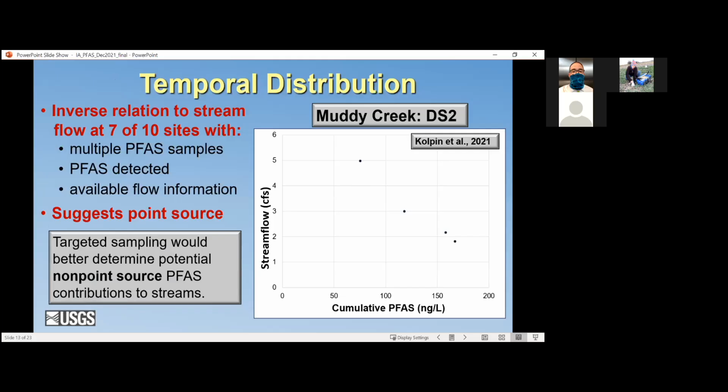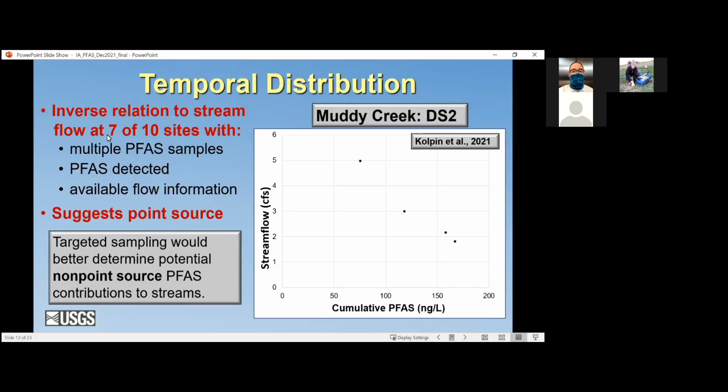So looking at things temporally, to look at a temporal distribution, you need some various characteristics. Obviously, you need more than one sample. A lot of the network didn't have more than one sample, but about 50–60% of them did have more than one PFAS sample collected. And to look at trends, you need at least one of those PFAS samples having a detection, so you can see, are things increasing or decreasing? And to really understand how concentrations may change with flow, you would need available flow information. You need a USGS gauging station. So there were 10 sites with these types of characteristics to look at temporal distributions.